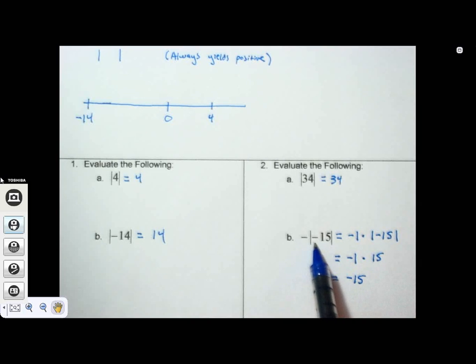So while the absolute value part made this quantity positive, because we were multiplying by a negative 1, we ultimately ended up with a negative answer.